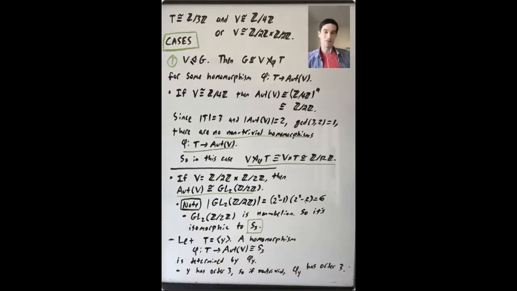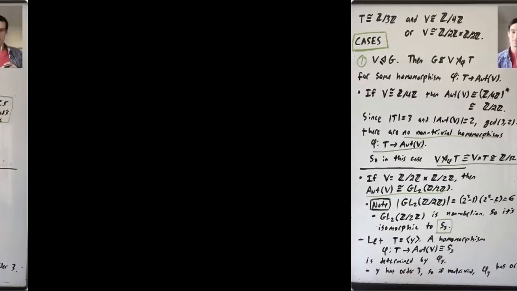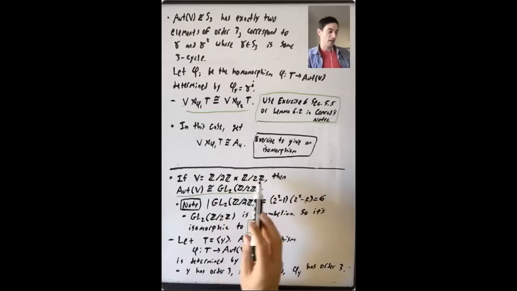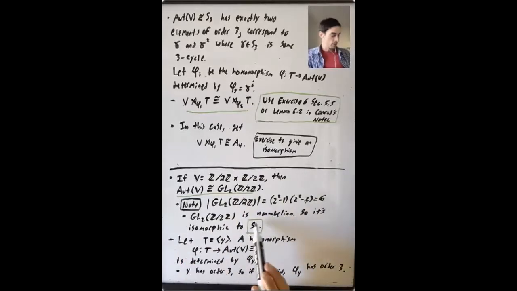T to Aut V, and I'll tell you what happens when you take those semidirect products. Let's continue our discussion of this example where V is normal in G and V is isomorphic to Z mod 2Z cross Z mod 2Z. So we've seen that Aut V is isomorphic to S3. T, this Sylow 3-subgroup, is generated by y. And we want a non-trivial homomorphism from T to Aut V.